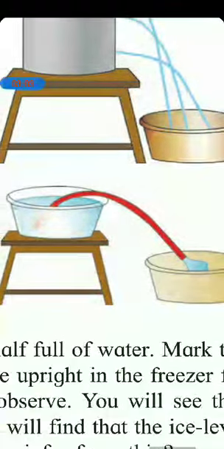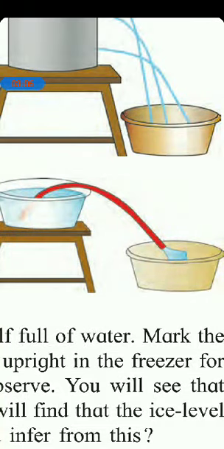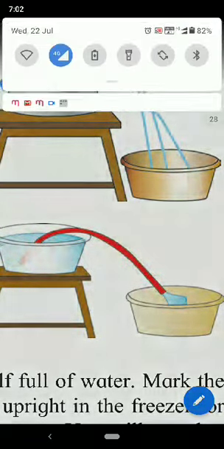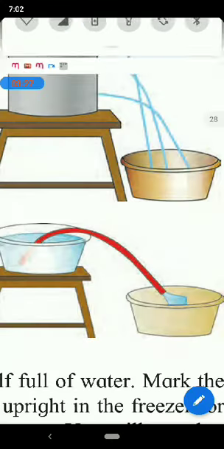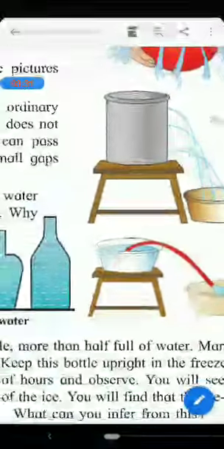Okay. Next we have this diagram which indicates that water always flows from a higher level to a lower level. These are the basic few properties of water which you have seen in earlier classes as well.